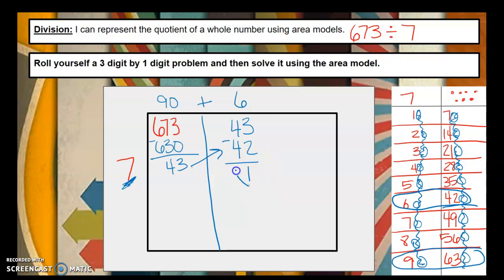That becomes that remainder that we learned about in the remainder of one book. So I add 90 plus 6. That gives me 96 with a remainder of 1. And that would be my answer. So this is what I'm going to be looking for today on your work.